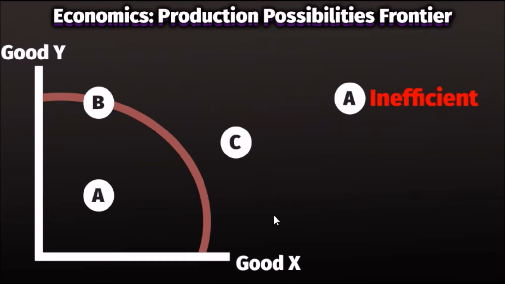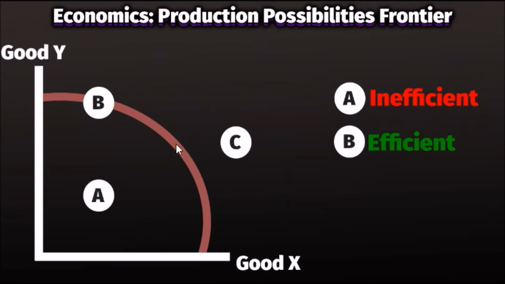Now that makes sense because of what I just said, we're inefficiently using our resources in the production of these two goods. Next, we have B, and B is on our PPF. So we're using our max amount of resources, so we call that efficient production, because we can't get any more efficient than using all of what we have.